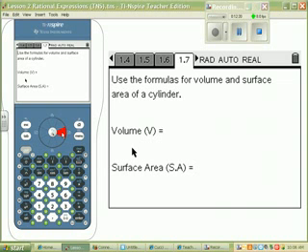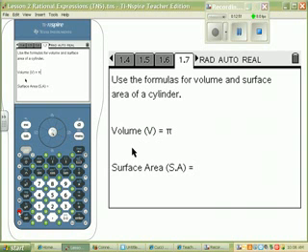Now, last year you were given these formulas. This year you are not. So you need to know them. Okay? Use the formulas for volume and surface area of a cylinder. How do we find volume of a cylinder? You're going to type it in, so get down there. Volume of a cylinder. Anybody? I forgot. So don't you have to do the area of a circle and something else? And then multiply by the height. Good. Pi r squared h.